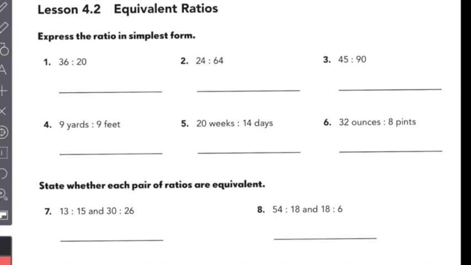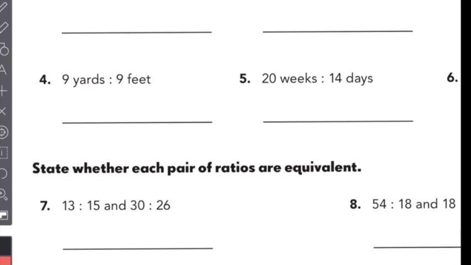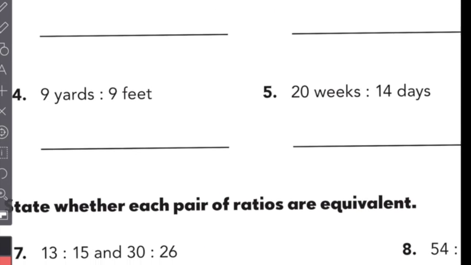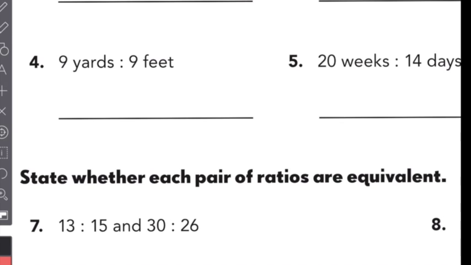Okay, today's lesson is lesson 4.2, equivalent ratios. Some of this we went over prior, so I'm not going to go over everything, but let's go over the ones that may be a little bit trickier. To write a ratio in simplest form when you have units, what you need to do is convert the units. I convert the units into the smaller unit.